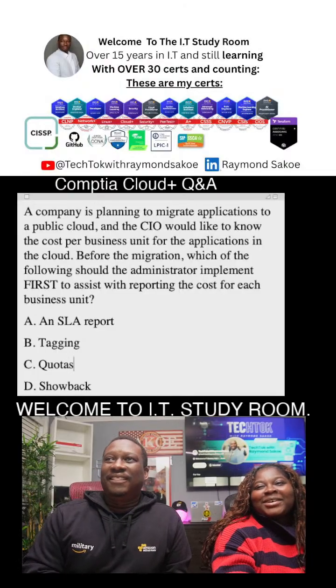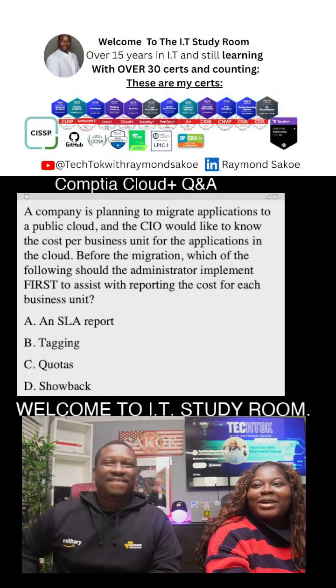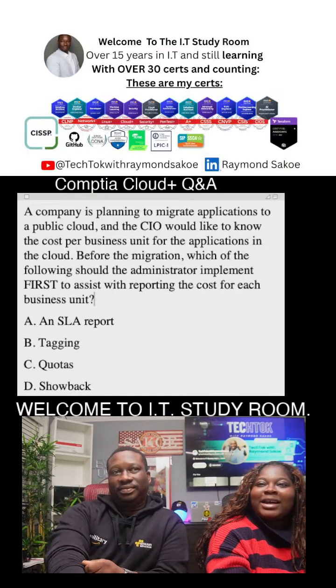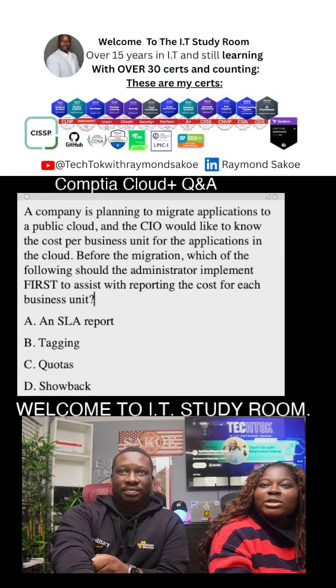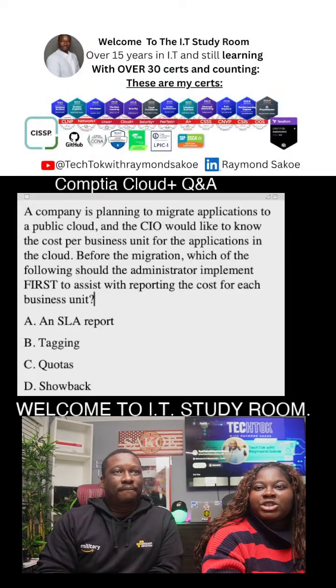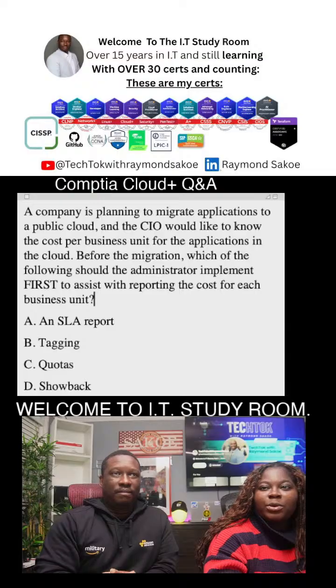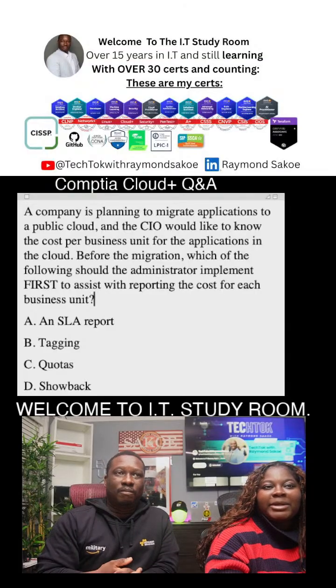All right. So a company is planning to migrate applications to a public cloud, and the CIO would like to know the cost per business unit for the application in the cloud. Before the migration, which of the following should the administrator implement first to assist with reporting the cost of each business unit?